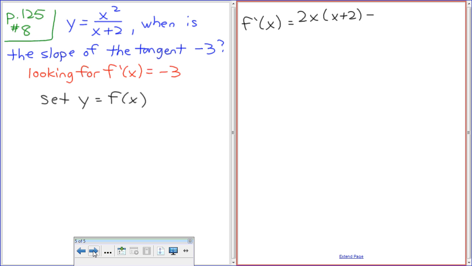Okay, and let's keep going from here. What's the derivative of x plus 2? 1, not 0. Because remember the x changes.